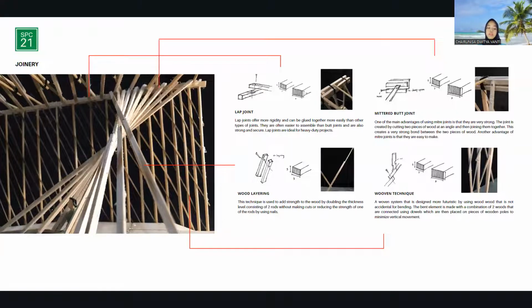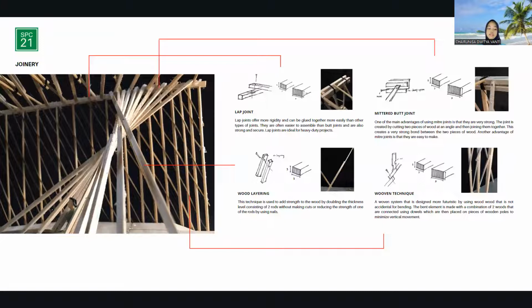The second one is the wood layering that is treated to add strength by doubling the thickness level, consisting of two rods without reducing the strength of the one wood. And then the third part is the joint. This joint is very strong, by cutting one part element at an angle and joining both with nails, it creates a very strong bond between the two parts.